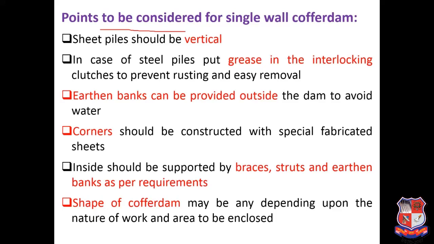So first, the sheet pile should be vertical. In case of steel piles, put grease in the interlocking clutches to prevent rusting, and it is also easy to remove. Then earthen banks can be provided outside the dam to avoid the water. So earthen banks can be provided outside. And corners should be constructed with special fabricated sheets. So corners are very important to avoid leakage. Then the inside should be supported by braces, struts and earthen banks as per requirements.